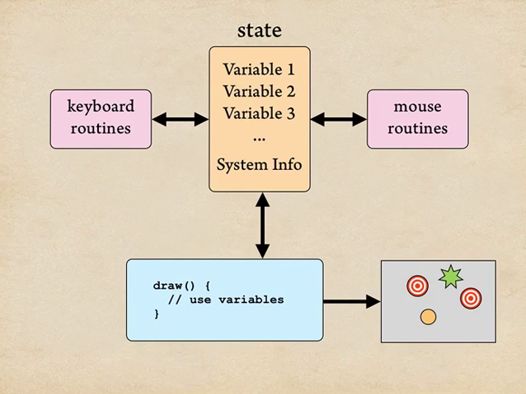This idea is so important, I'd like to show you another example of using state. In this example, the state variables are modified by the keyboard and the mouse and by Draw. Let's look at the running program. Here's the program. I call it the fox and the hen.